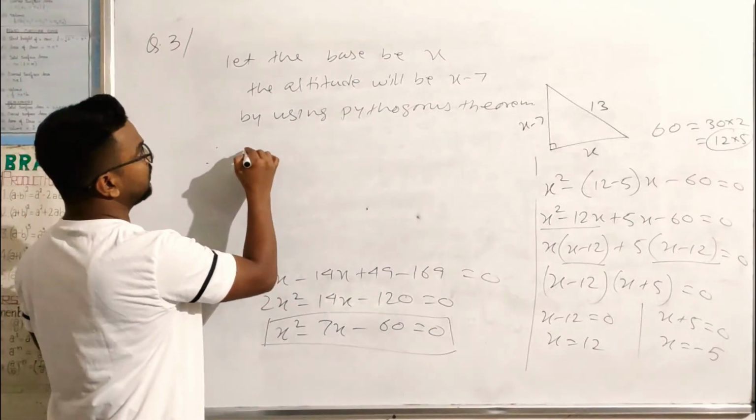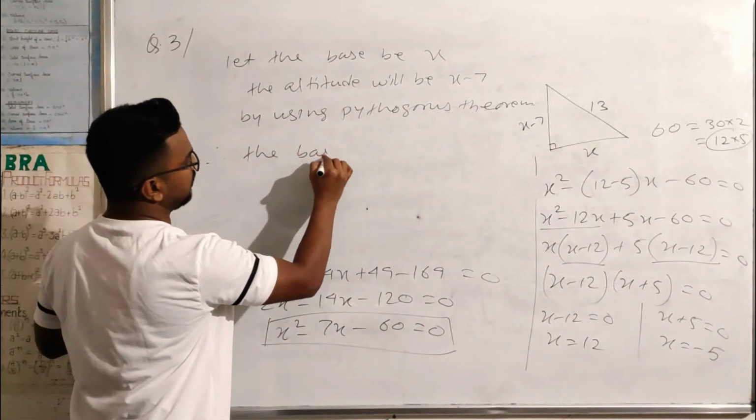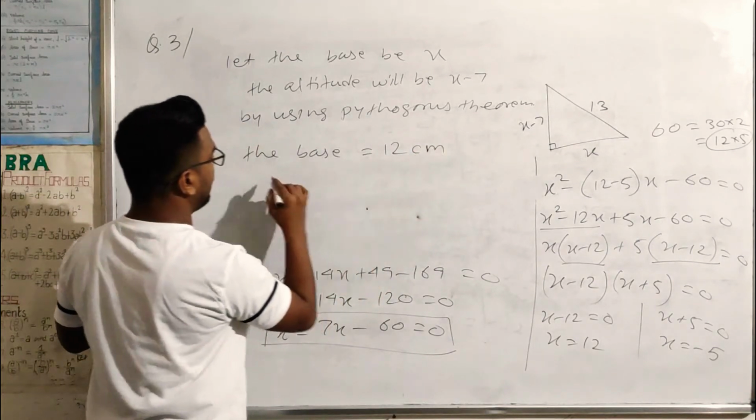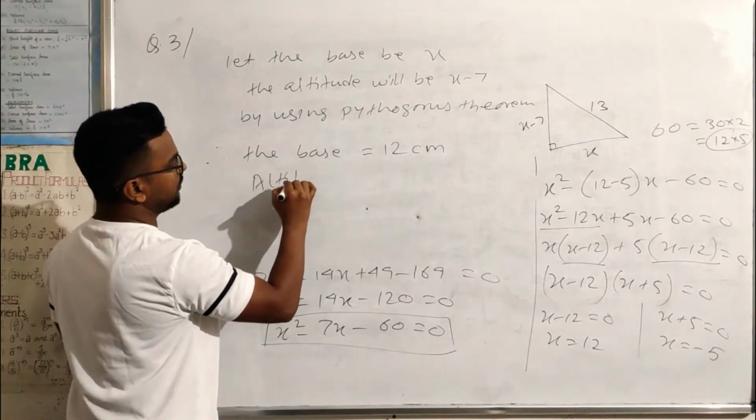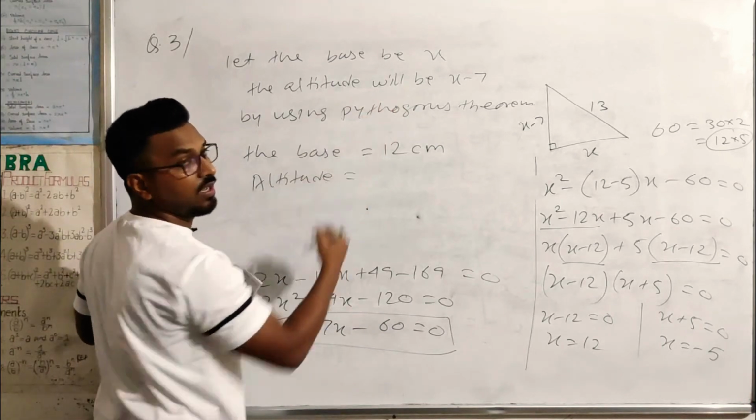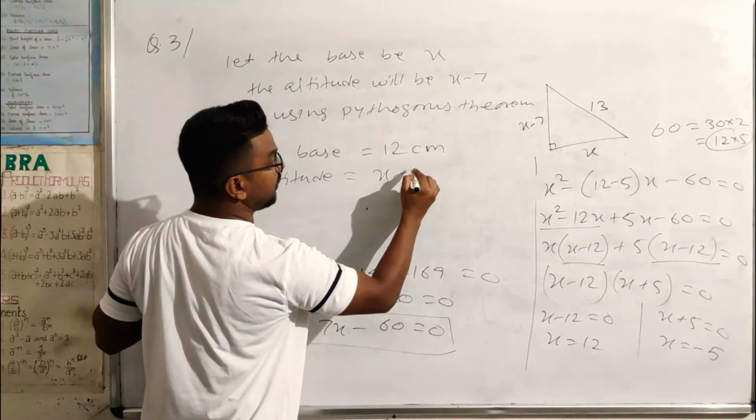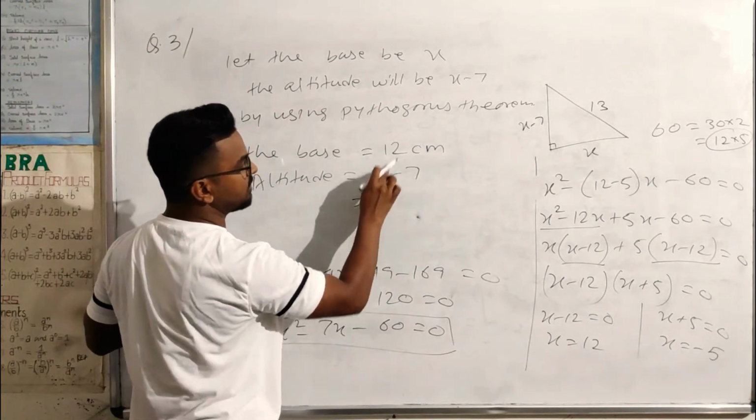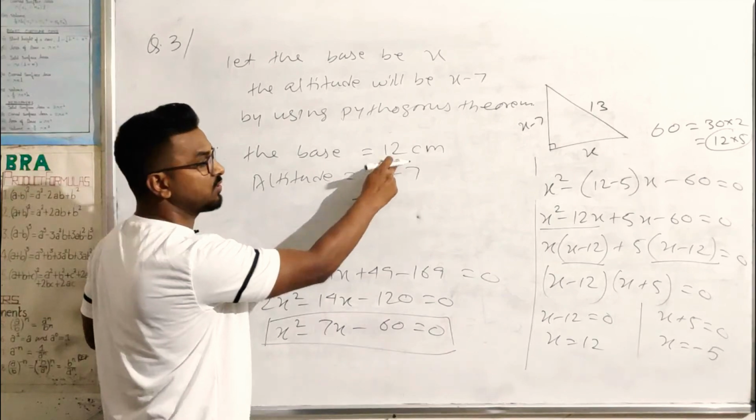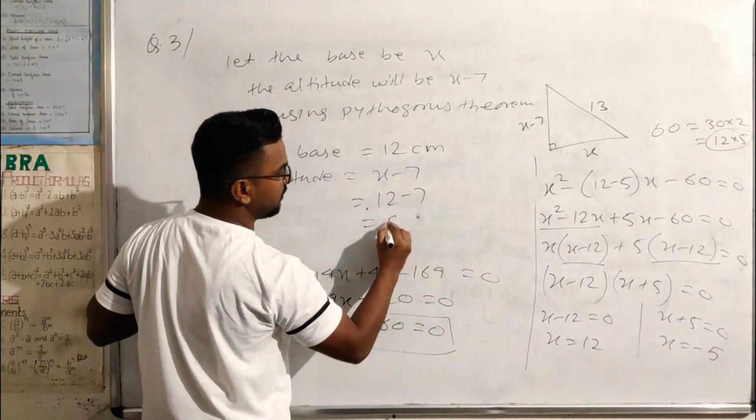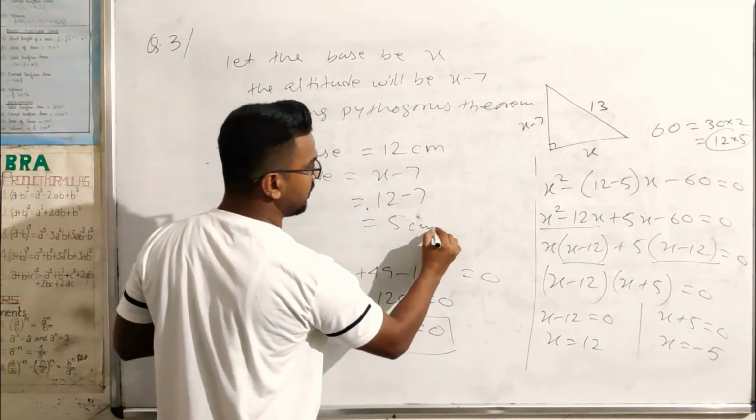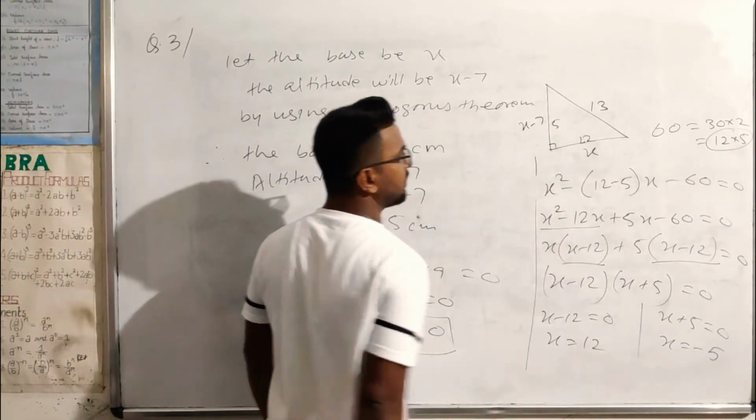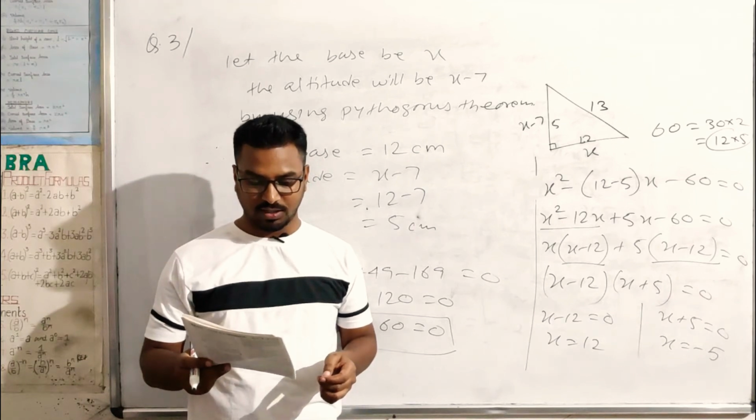Therefore we'll write the base is 12 centimeter and altitude is x minus 7. So x is the base, that is 12, so 12 minus 7, that is 5. Okay, 5 centimeter. Therefore base is 12 centimeter and height is 5 centimeter. We'll move to the next question, question number 6.